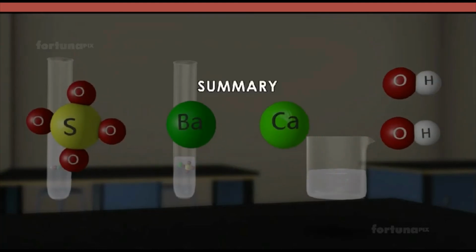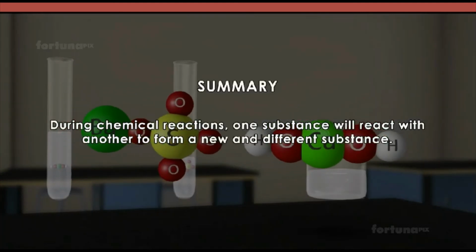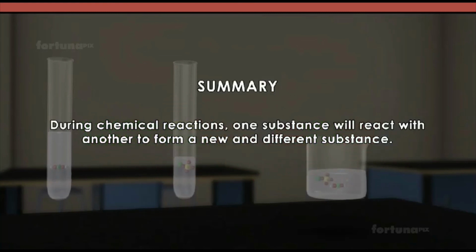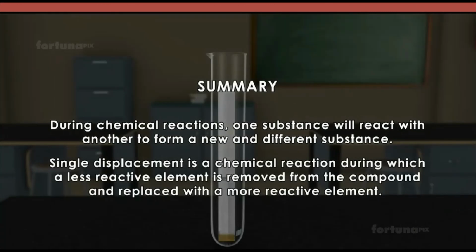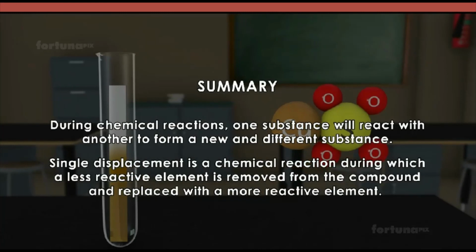Summary: during chemical reactions, one substance will react with another to form a new and different substance. Single displacement is a chemical reaction during which a less reactive element is removed from the compound and replaced with a more reactive element.